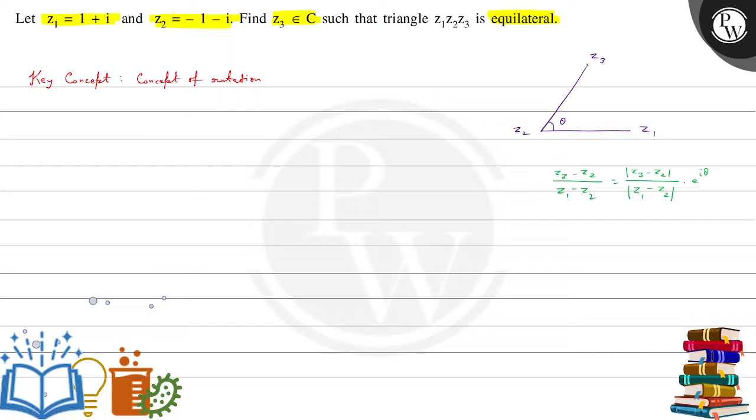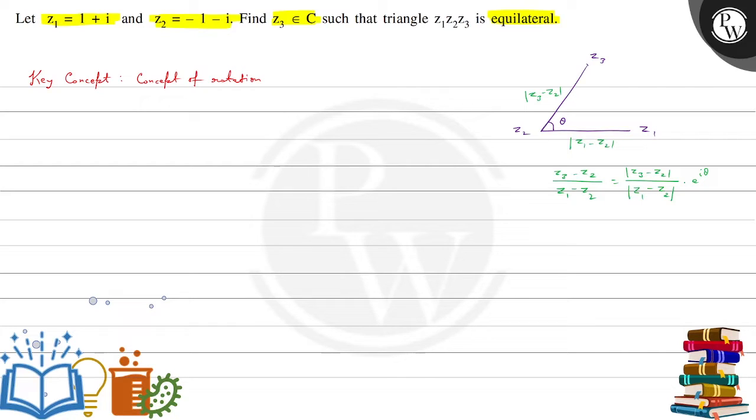यहाँ पे याद रखना बहुत ज़रूरी है कि mod z3 minus z2 is basically the distance between z3 and z2. तो mod z3 minus z2 मतलब ये distance हो गया, और ऑब्वियसली mod z1 minus z2 मतलब z1 और z2 के बीच का डिस्टेंस हो गया. So now let us try to solve this particular problem using the concept of rotation.